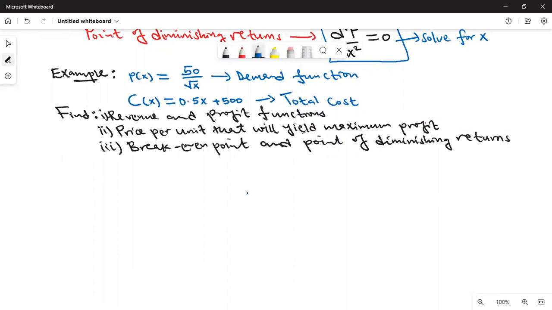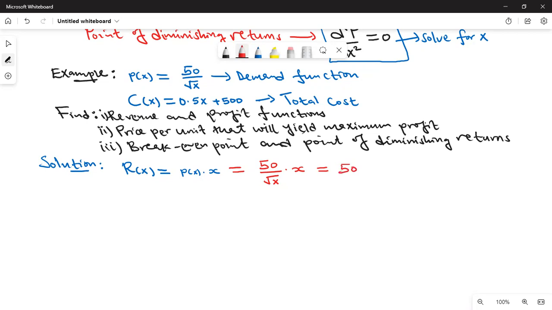So you can write here solution. We know that revenue function R of X is equal to the price per unit, that's P of X, times the number of units produced, that is X. So this is equal to price per unit is 50 over root X times X. 50 over root X times X is the same as 50 times X over root X. X over root X, when you apply the laws of indices, you are going to get 50.